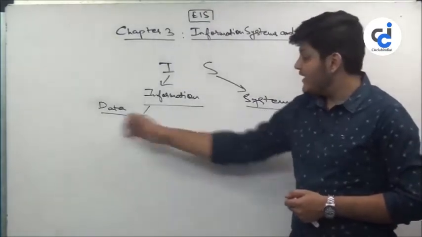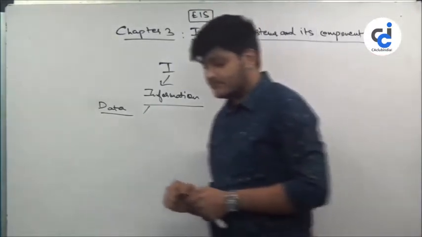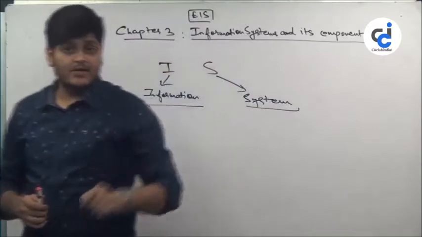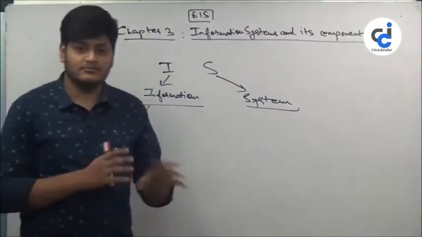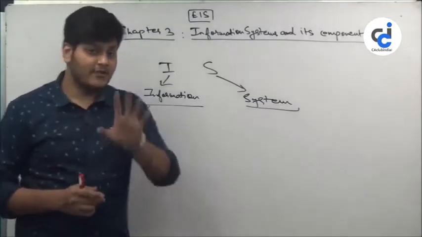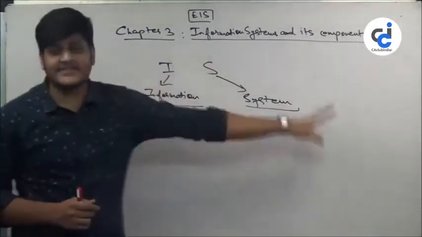Clear? So data and information. So now we have information. So what do you mean by information? Processed data having a very high value in any given environment, correct? Put that aside. Now we have system to discuss.